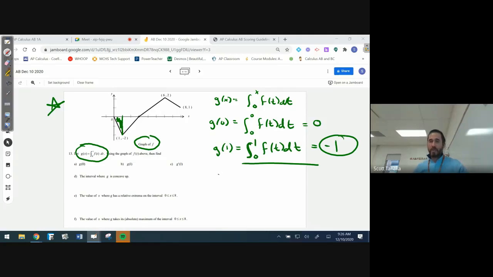And then the next one is the toughest one. It's G prime of 1. Well, how the heck do I find G prime of 1? Well, in order to find G prime of 1, you need to know what G prime of X is.